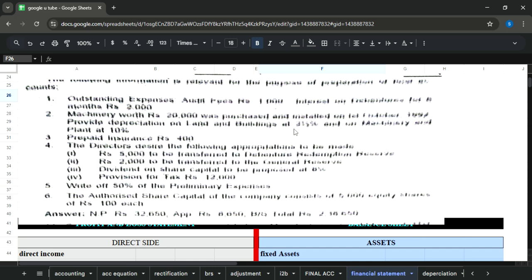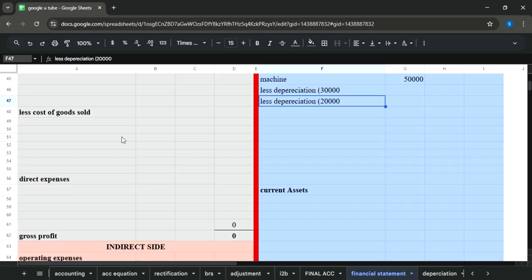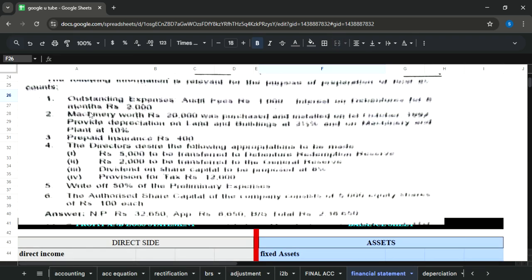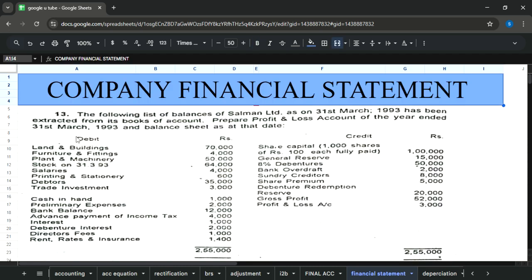And here we are going to calculate and provide depreciation on land and building, and on machinery and plant at 10%. So the rate is 10%. But please note it down. We will see the date. The date is 1st October and our last date is 31st March. So note very carefully: 31st March '93 is our last date, and 1st October.